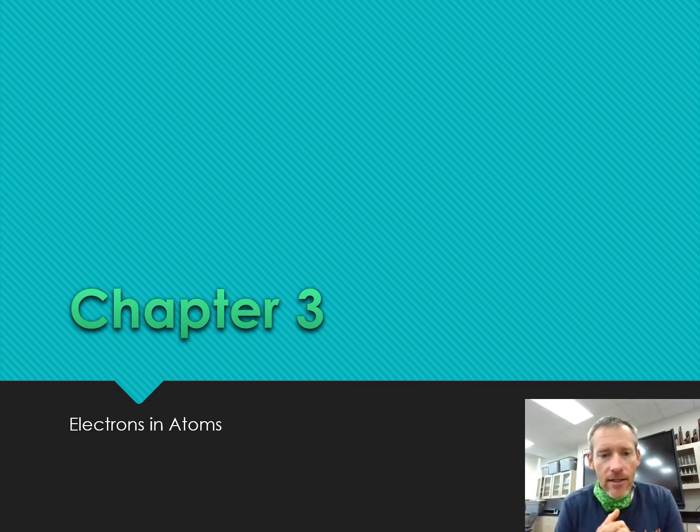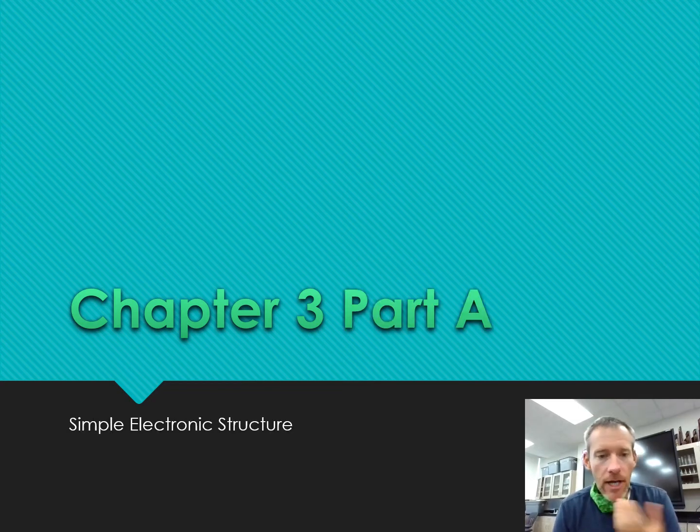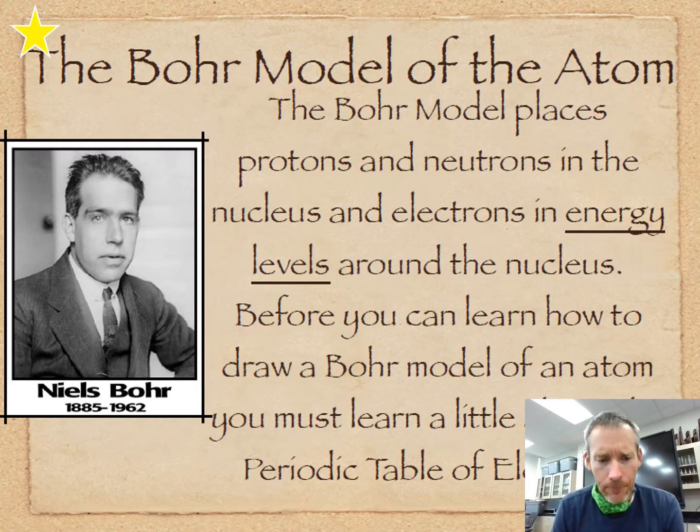Hi guys, it's the beginning of chapter 3, talking about electrons. The first part of the chapter is kind of a review of where electrons are located, and then we'll dive into more specific places where it gets really abstract and more difficult to think about. But moving on. Part A is the simple electronic structure, so basically how many electrons are in different levels of the atom.